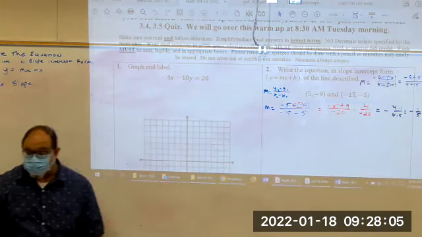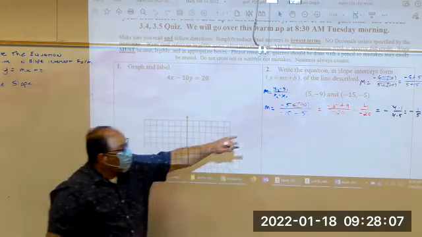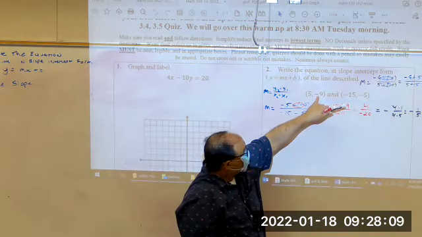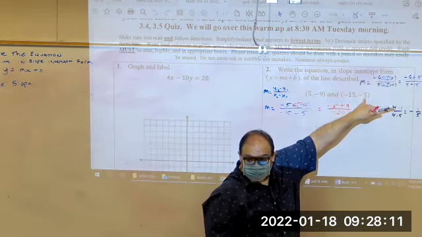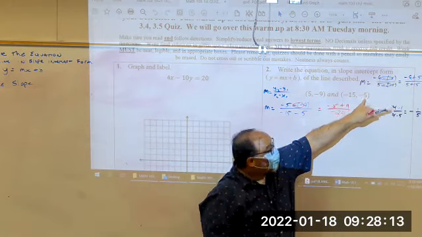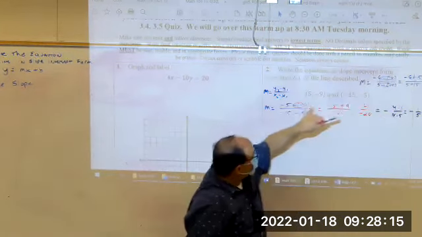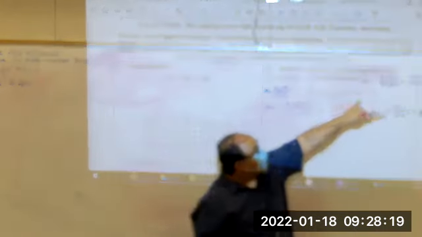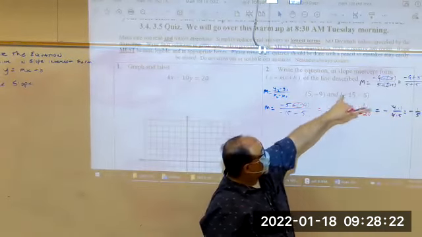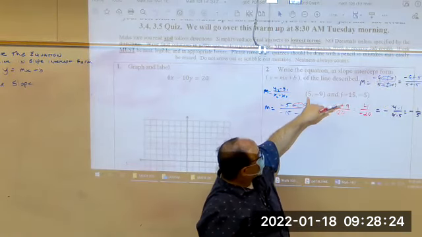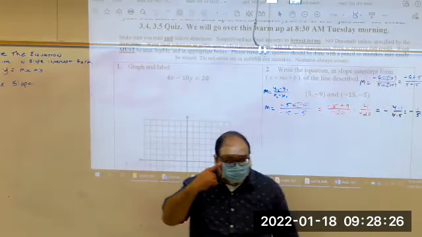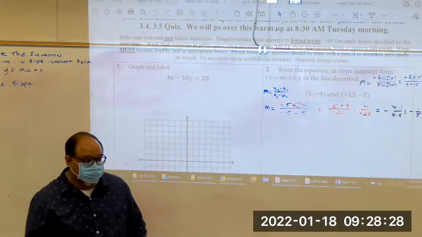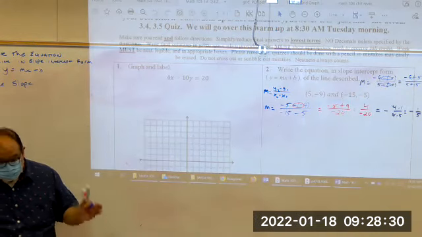So it doesn't matter if I start with this y first, or if I start with that y first. As long as if I start with this y in the numerator, I have to start with this x in the denominator. If I start with this y in the numerator, I have to start with the 5 in the denominator. You can't crisscross that. That's all. That's what you got to do.